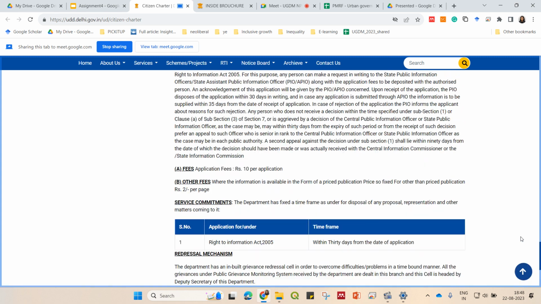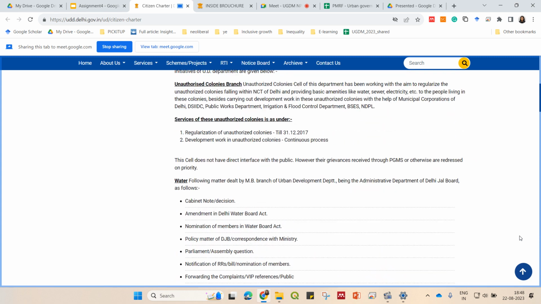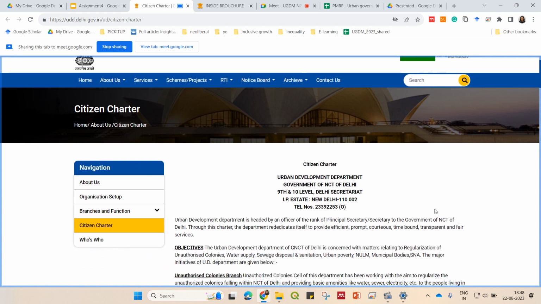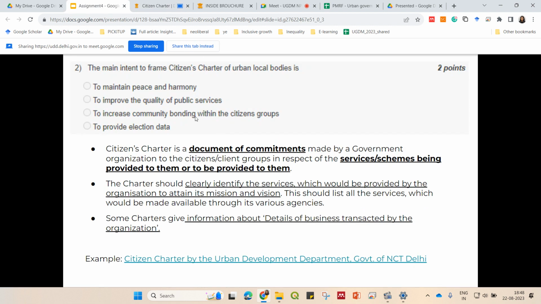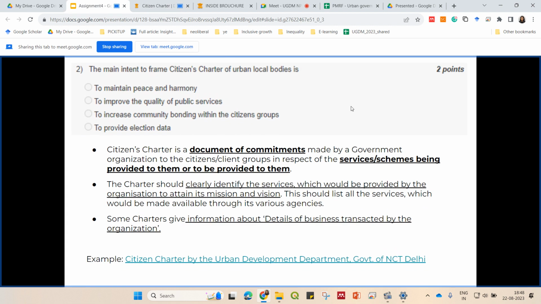So you can see this is just one example of a citizens charter which has been published by the Urban Development Department of Government of NCT Delhi. And you saw how the government body or the organization communicates their commitments and how it provides a mechanism for feedback and grievance redressal. I hope it is clear to you now what the main intent of the Citizens Charter is, what it intends to do, and I hope you can answer this question.